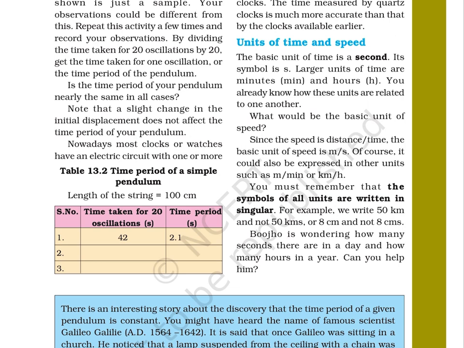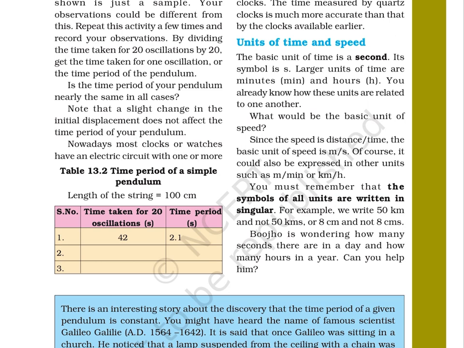Units of time and speed. The basic unit of time is a second. Its symbol is S. Larger units of time are minutes, the symbol of which is MIN, and hours, the symbol of which is H. You already know how these units are related to one another. What would be the basic unit of speed? Since the speed is distance upon time, the basic unit of speed is meter per second. Of course, it could also be expressed in other units, such as meter per minute or kilometer per hour.